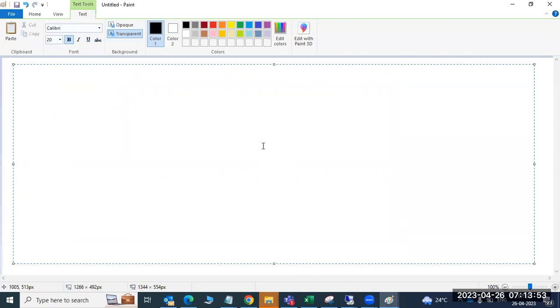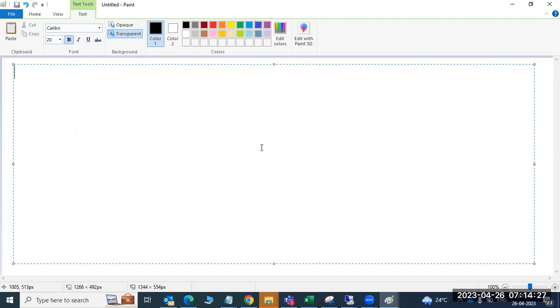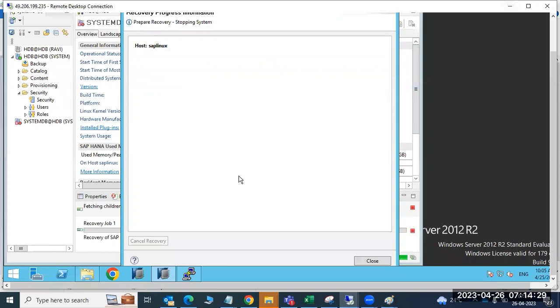During the interview, they may ask you questions. What are delta backups? What is the difference between complete backup and incremental backup? How many recovery types do we have? Each and everything they may ask, one or two questions on backup types, recovery and backup time. So you have to be prepared for that.